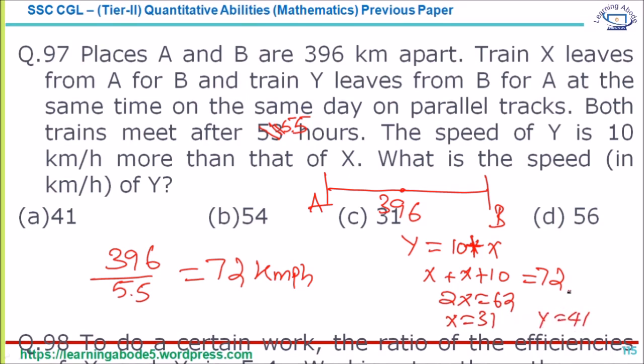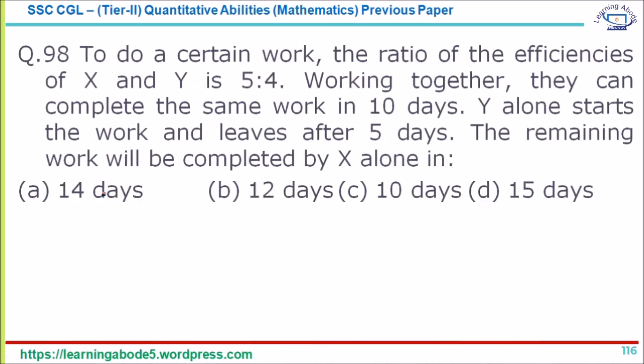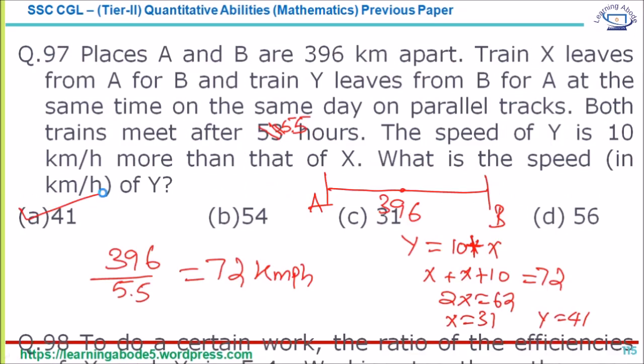So what is asked here is the speed of y, which is 10 more than x. X is 31, so 10 more than x. Option A, 41 is the answer. 41 is the answer for question number 97.